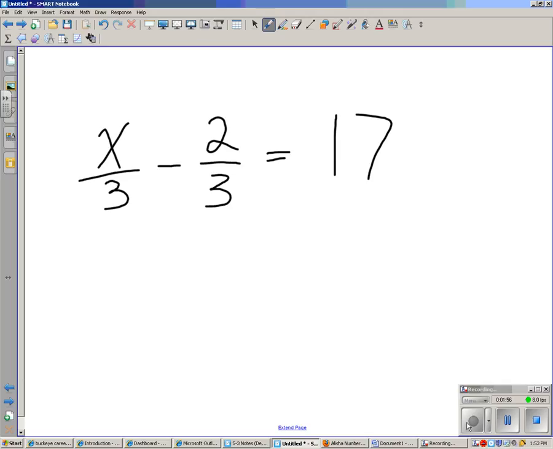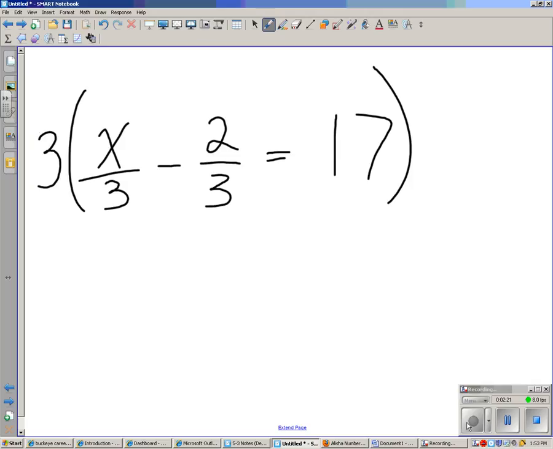Now, in order to eliminate the fraction, I have to multiply the entire equation by a number. I want, in this case, to multiply the entire equation by a 3. Why? The denominators are 3. So I'm going to multiply the whole thing by 3.